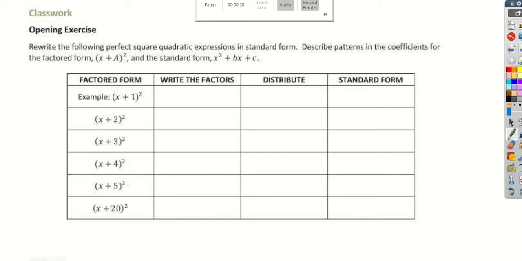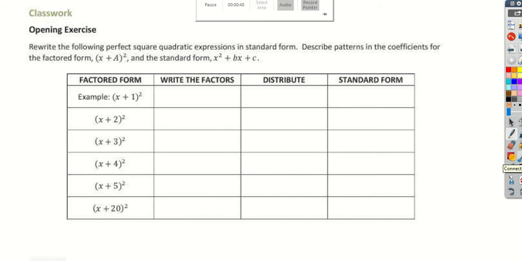Okay. Before we talk about how to do completing the square, let's talk about what a perfect square is and how do we figure out, if given the perfect square, what the standard form is, and if you know the standard form, how do you figure out the perfect square? So understanding this concept is key to doing completing the square. So let's look at the first example.